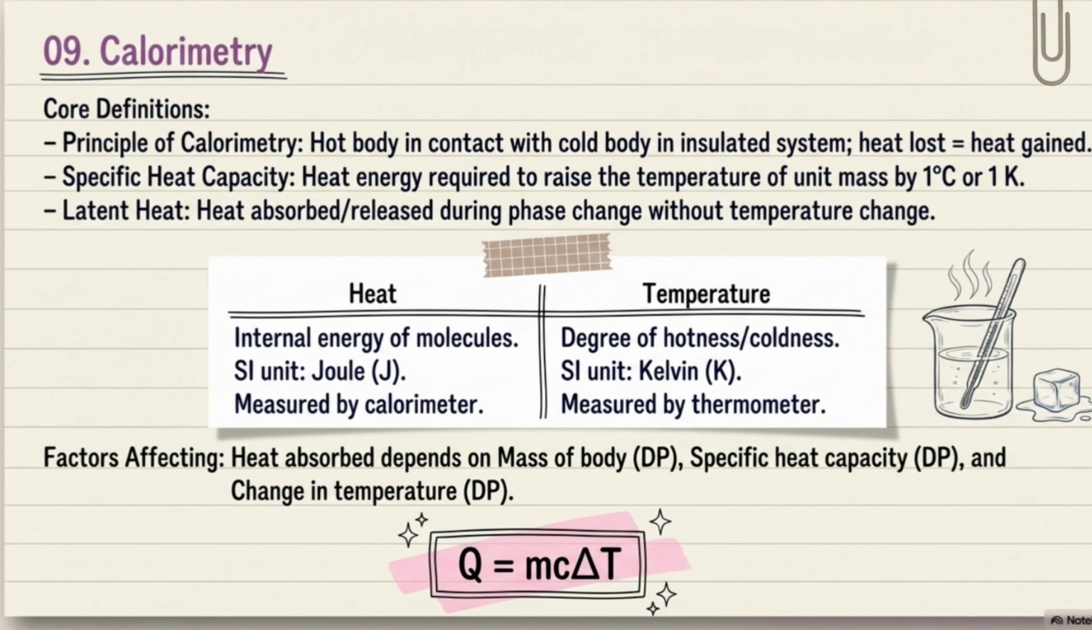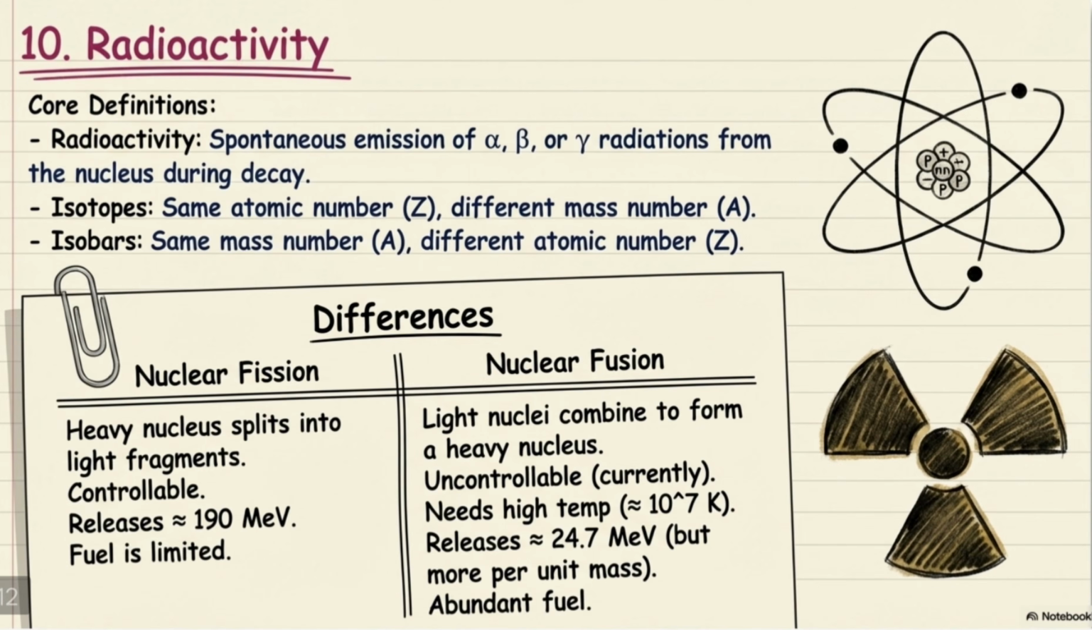Number 9. Calorimetry. Calorimetry deals with measurement of heat. The most important principle is the principle of mixtures. It states heat lost by the hot body equals heat gained by the cold body. This principle is used to calculate final temperature in mixing problems. Number 10. Radioactivity. Radioactivity is the spontaneous emission of radiation from unstable atomic nuclei. There are 3 types of radiations: alpha particles, beta particles, and gamma rays.